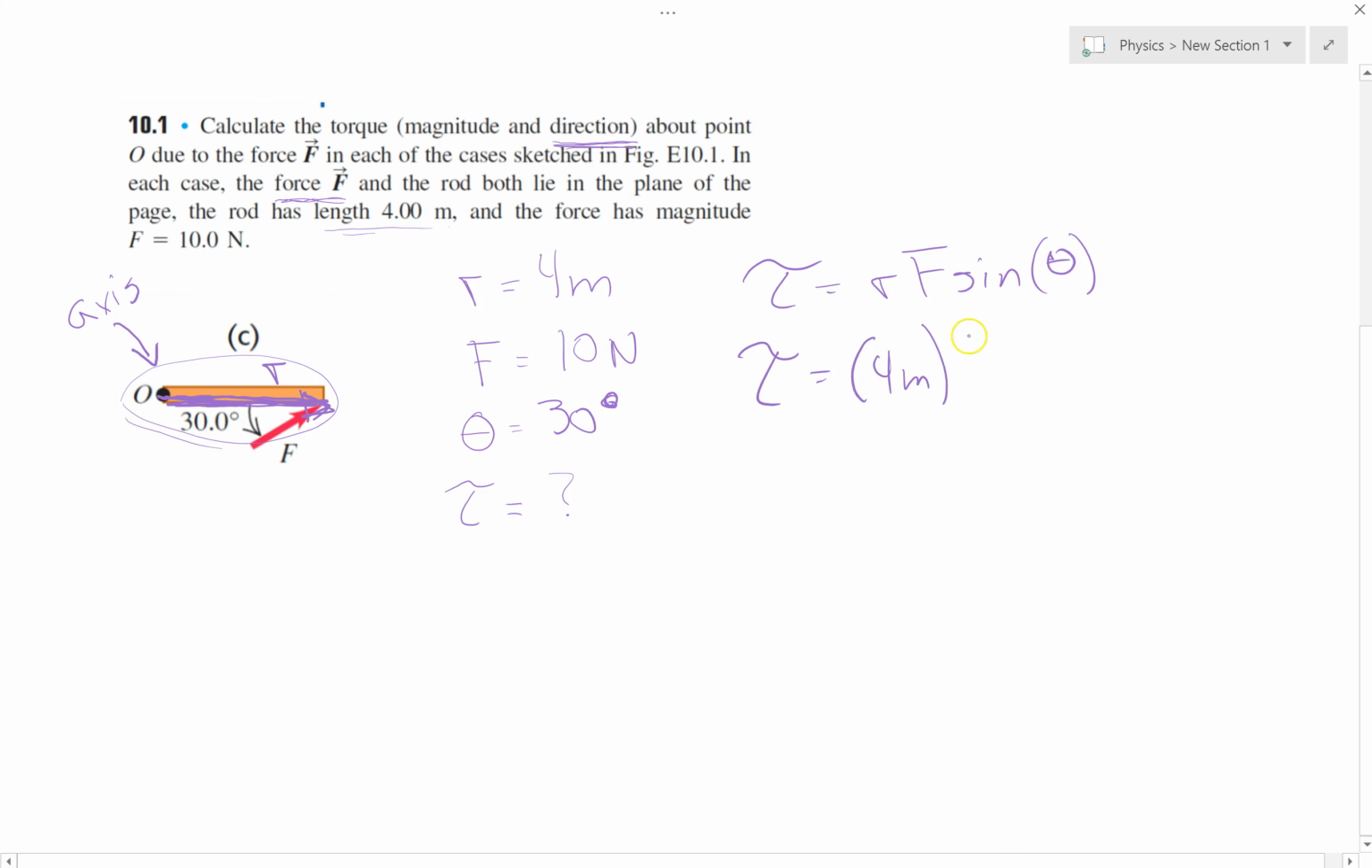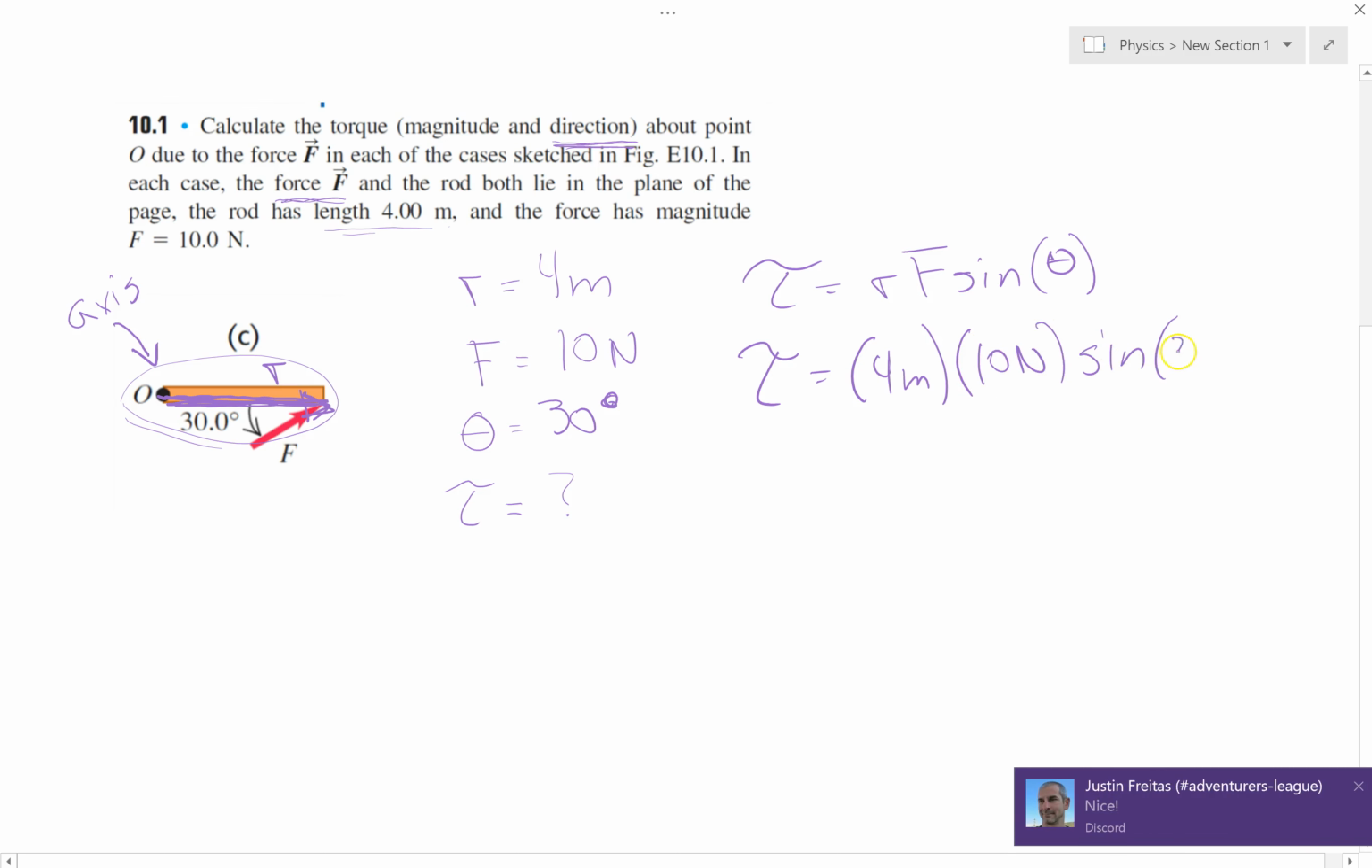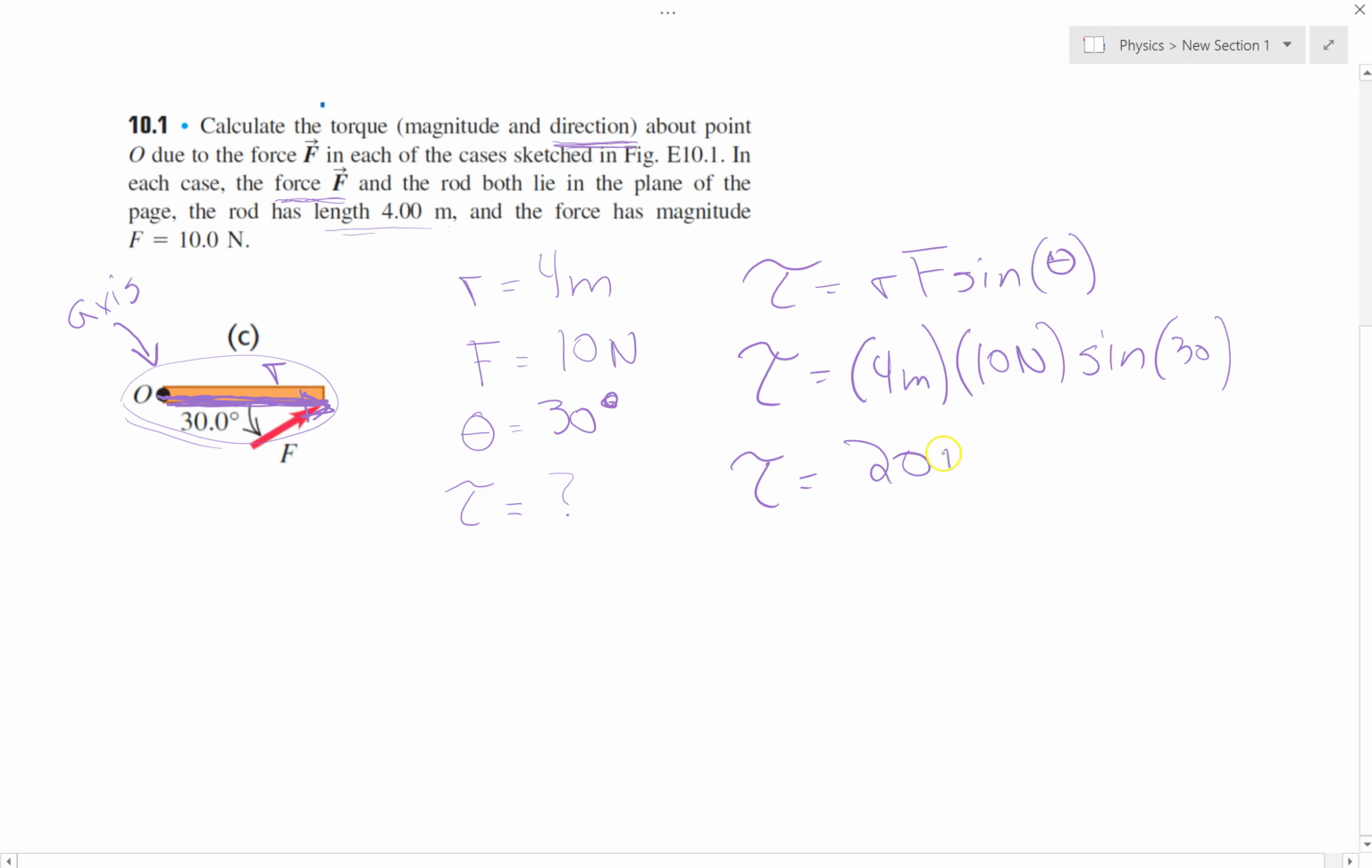Our lever arm is 4 meters. Our force is 10 newtons. Sine of 30 degrees is 1/2. So 1/2 times 40 will end up giving me a torque of 20 newton meters. And the trend that we started noticing in the last problem is continuing.